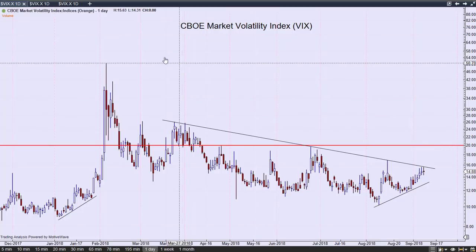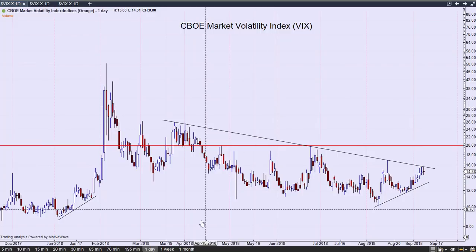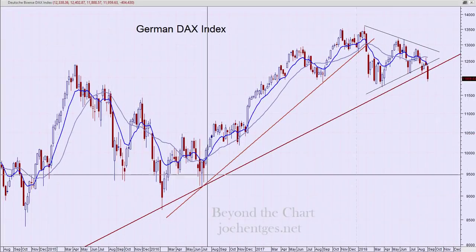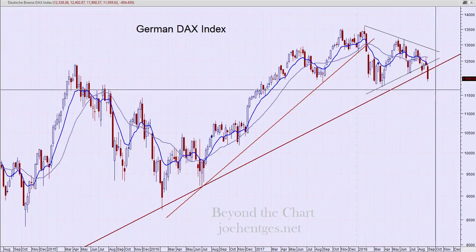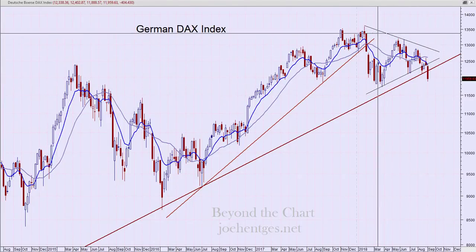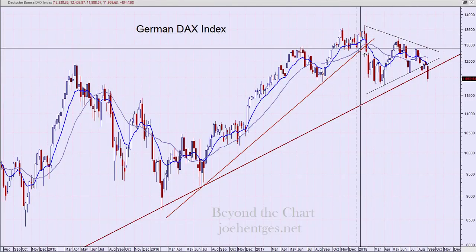And last man standing, let's talk about some of these global markets. Let's start off with the German DAX. The German DAX, look how it has been down for most of the year.